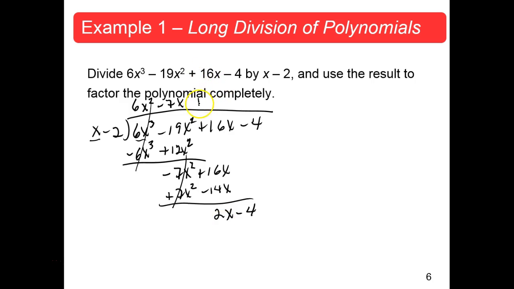Say again? Plus 2. Okay? And then you do what? Multiply. 2 times x is 2x, and 2 times minus 2 is negative 4. Ding, ding, ding. We have a 0 remainder. That means, sure enough, this was a factor of this thing, and the remaining factor is 6x squared minus 7x plus 2.